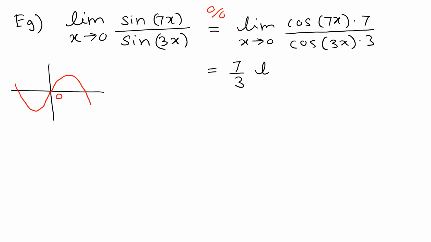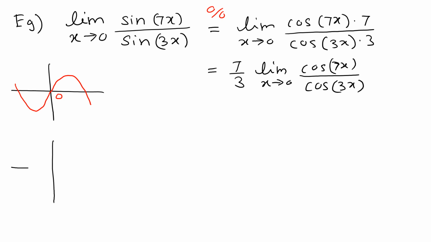So you get the limit as x goes to 0 of cosine 7x divided by cosine 3x. Now look at the cosine graph. At 0, cosine 0 is 1. This is a cosine graph, and this is a sine graph. Because it is 1, the numerator goes to 1 and the denominator also goes to 1. So your answer is going to be 7/3.